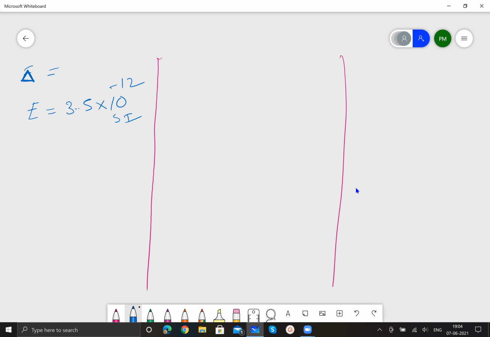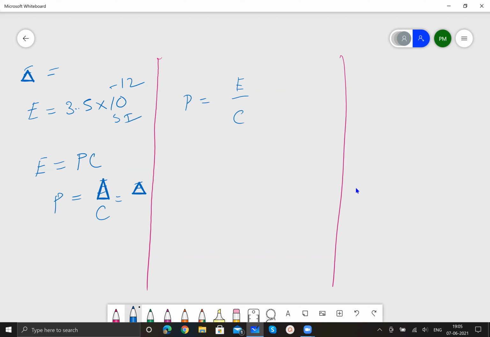Yesterday I gave you one relation. I told you there are important relations. Even the intensity relation I gave you. E is equal to P into C, so P is equal to E by C. If you want intensity, it is E by A into C. Radiation pressure, if you want, it is E by A into C. All those relations I told you yesterday.